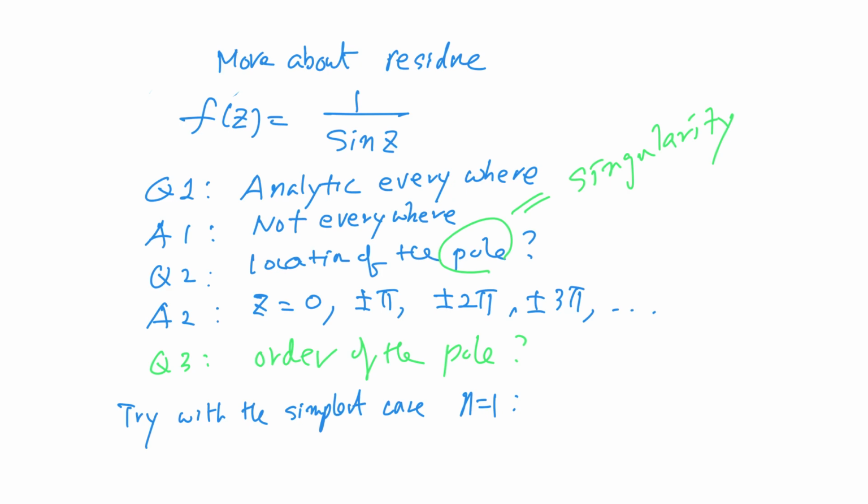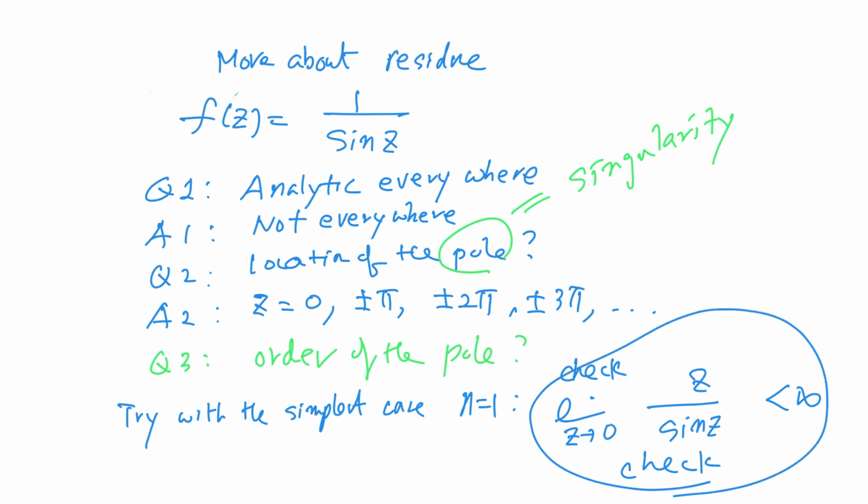So whether this 1 over sine z, we know that it does have a singularity or pole at z equal to 0, right? Because when z is equal to 0, sine z becomes 0, and 1 divided by 0 is infinite. The question is whether it is a simple pole of order 1. So we try to check, right? We'd like to check whether this limit is finite or not.